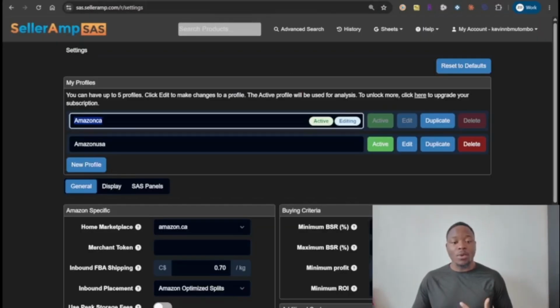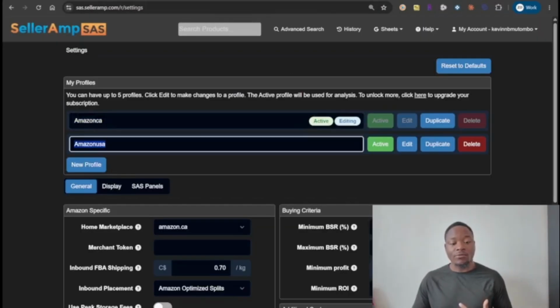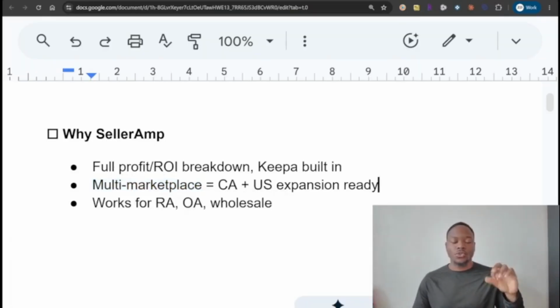What this means is right now I have one filter for Canada and I have one filter for the US. So whenever I'm sourcing in Canada, I have to turn on this filter. And then whenever I'm sourcing in the US, I have this filter turned on. So it's actually super powerful to be able to switch between the two and have two different types of settings depending on your current situation.